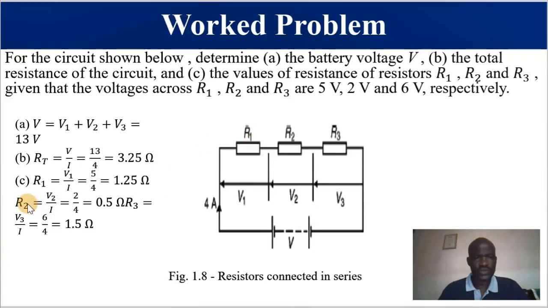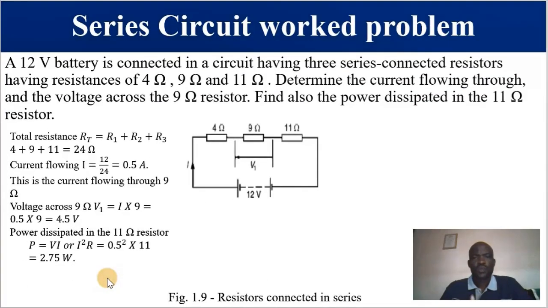The value for R2, we divide V2 by I, because current is common. 2 volts divided by 4. This gives us 0.5 ohms. Then R3 is equal to V3 divided by I. 6 divided by 4. This gives us 1.5 ohms. So once you do that, guys, you know you get all the marks. That's the way you tackle that one.